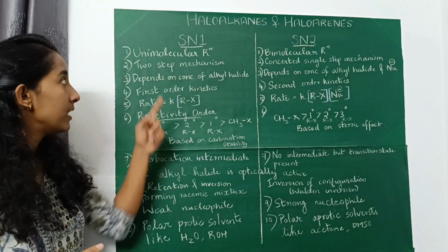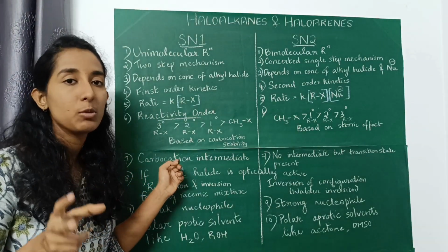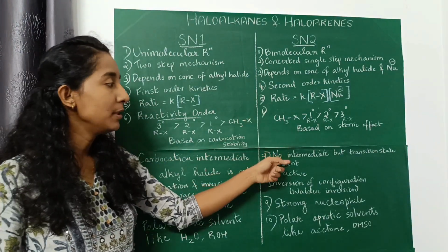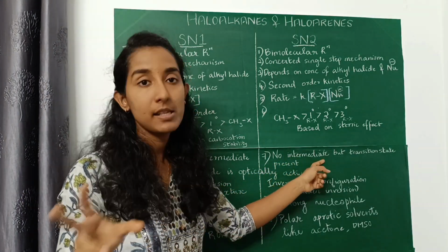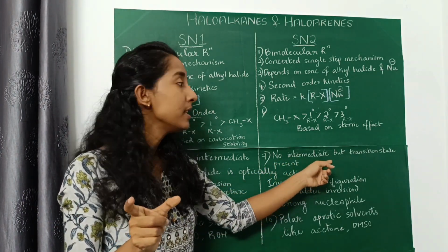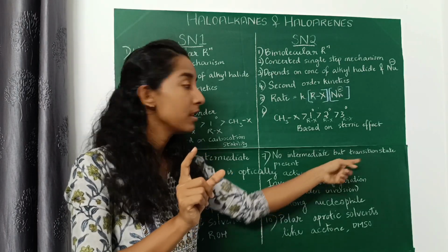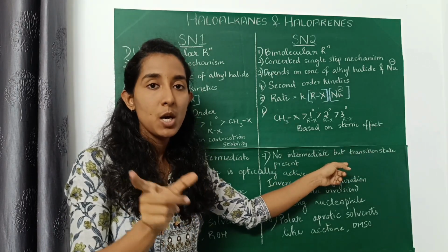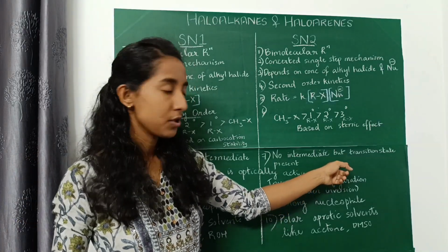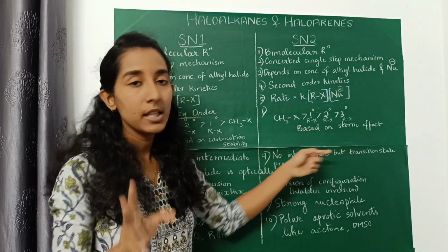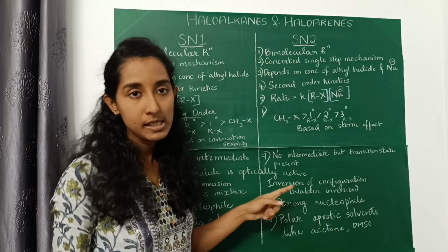Then in SN1, as I told you, there is a carbocation intermediate. Whereas in SN2, there is no carbocation intermediate. What you have is a transition state. In this transition state you have carbon-oxygen bond formation and carbon-halide bond dissociation. So here you have the transition state and there is no carbocation intermediate for SN2.